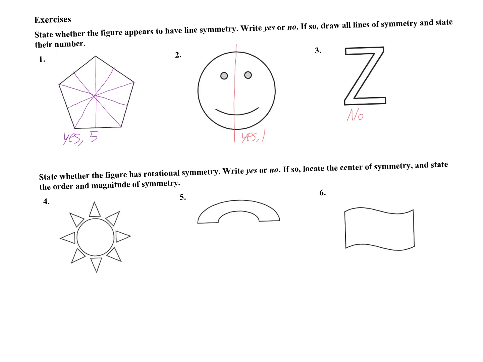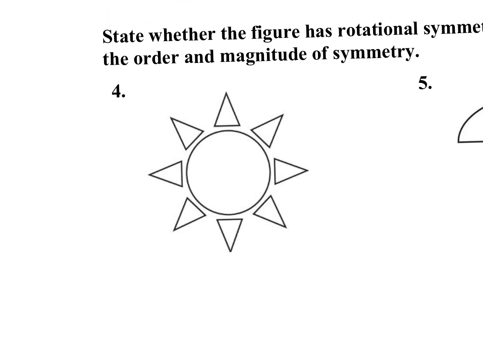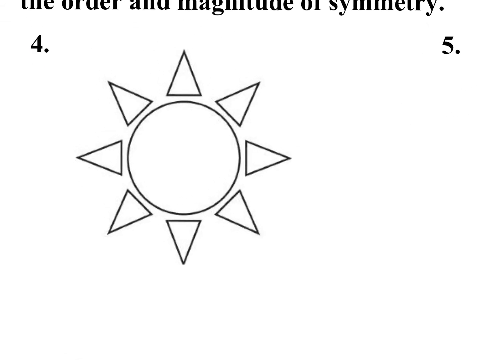Numbers 4 through 6, I want to state whether the figure has rotational symmetry. That is to say, can I rotate it around itself to end up with the same figure? Write yes or no, and if it does have rotational symmetry, locate the center of symmetry, state the order and magnitude of symmetry. So number 4, I've got a, what's this? 1, 2, 3, 4, 5, 6, 7, 8-pointed star, 8-pointed sun, perhaps.